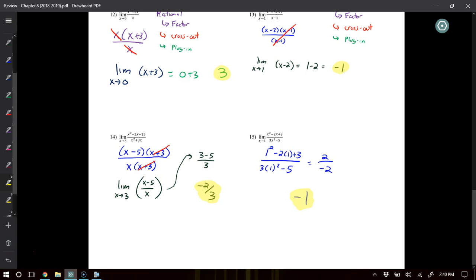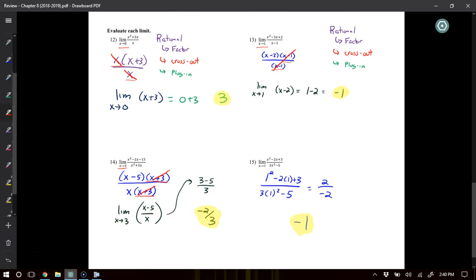So that means because I could actually plug in the number for it. 12, 13, 14, I had to factor and cross out because my limits, 0, 1, and 3, were part of the factors that we crossed out. So I couldn't plug them in right away. It would have been undefined. If you can plug it in and get a number, great. You don't have to factor and cross out. But if you can't, you're going to have to follow that step for the rationals.